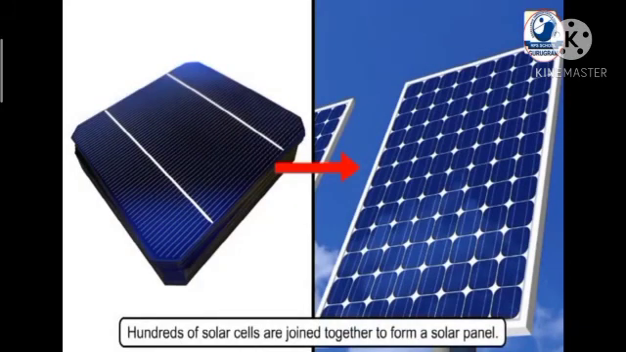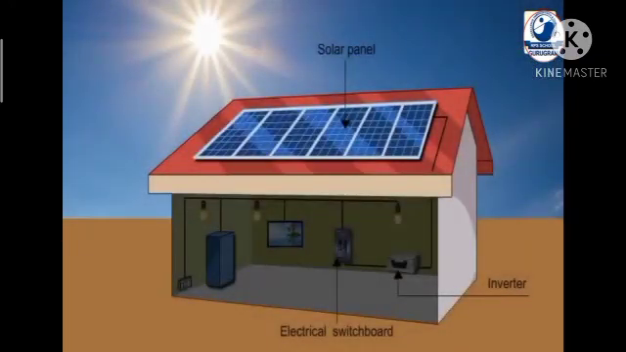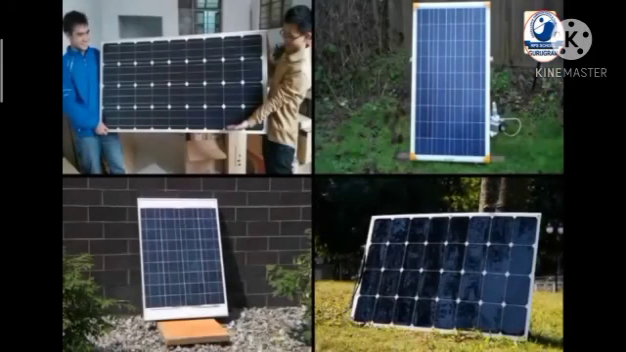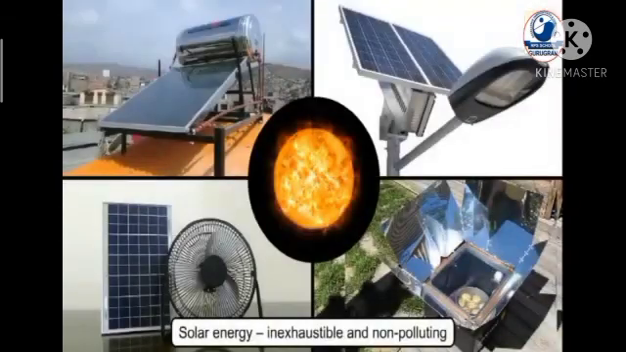Hundreds of solar cells are joined together to form a solar panel. Each solar cell generates a tiny electric current when hit by light. The bigger the solar panel, the more electrical energy it can generate. There is no fear of this solar energy getting exhausted. It will always be there, and the most important fact is that it is non-polluting.